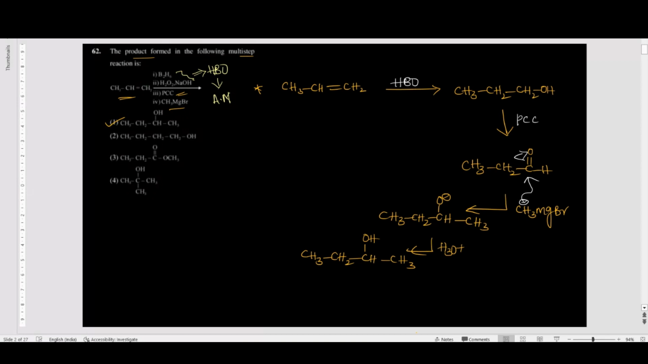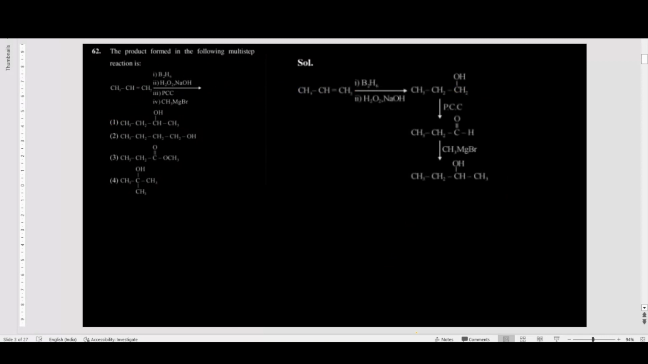So let's see the answer now. See, we have got this answer. You can see the solution over here also. So yeah, now let's solve one more question.